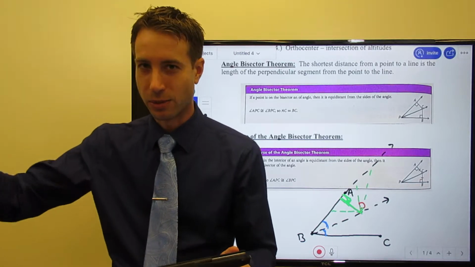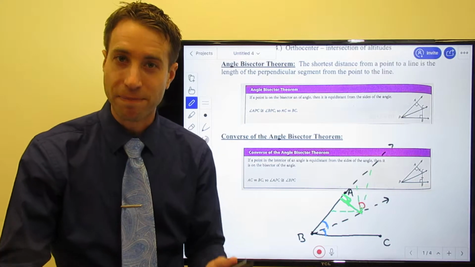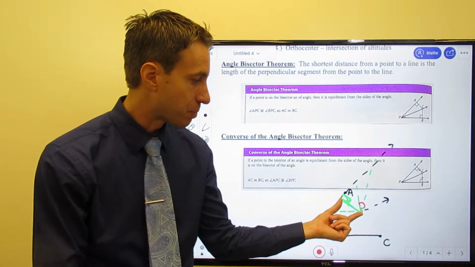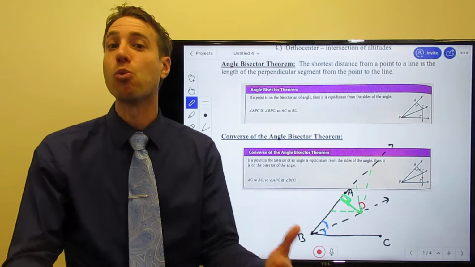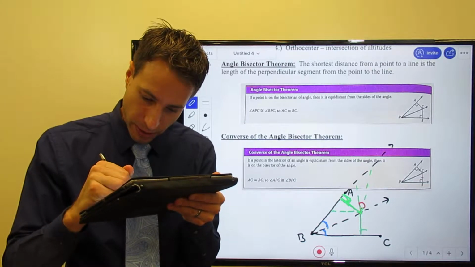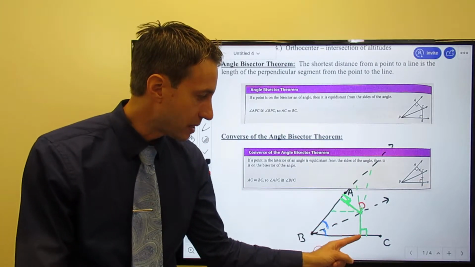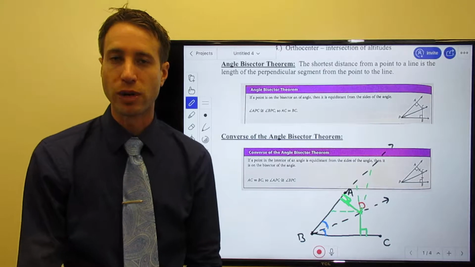That goes back to our circumcenter. A perpendicular line will be the shortest distance. So if you can find a line that is perpendicular to AB and goes to point D, that will be the shortest distance. Same is true for this one down here. Whatever line is perpendicular to BC and goes to point D, it will be the shortest distance.